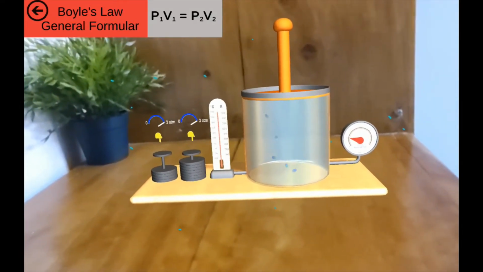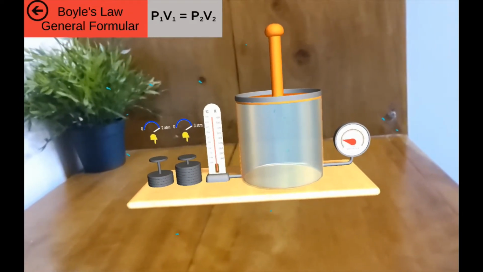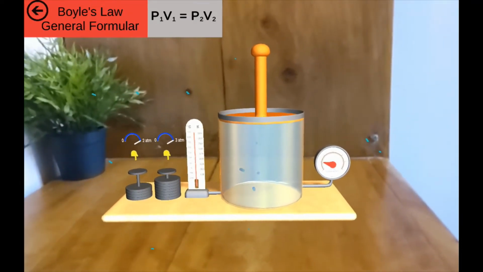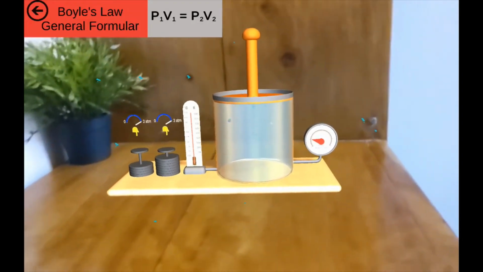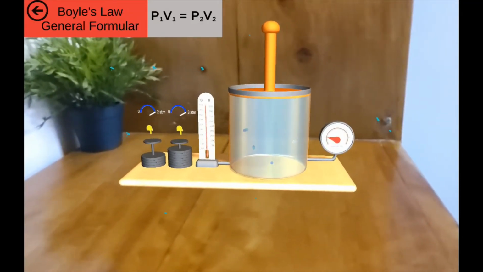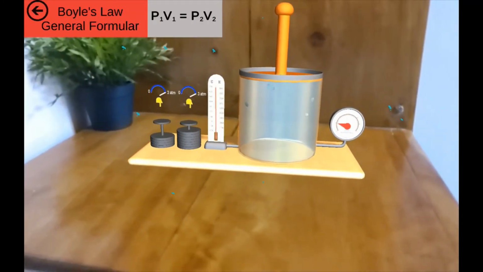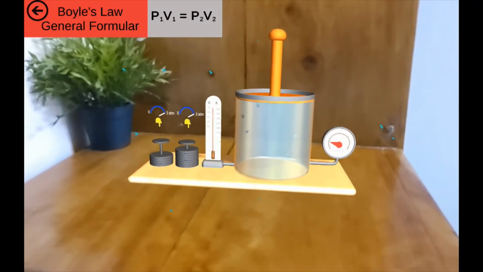So, if you want to apply a force on these containers, you can do this by adding weight, which serves as the force operating under gravity, on top of the container, which serves as the area, which results in the increase in pressure in the container.